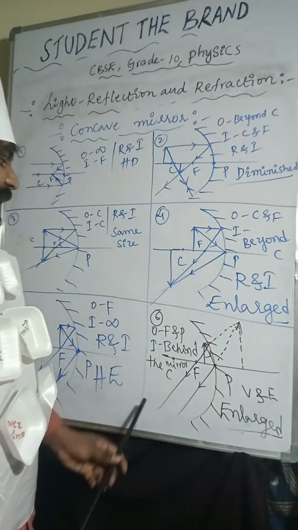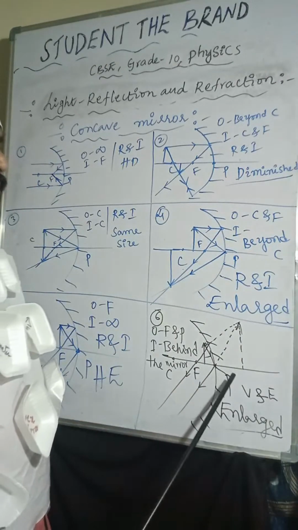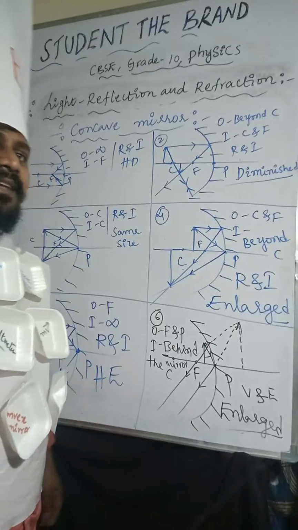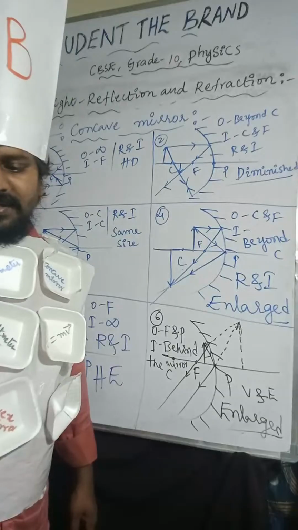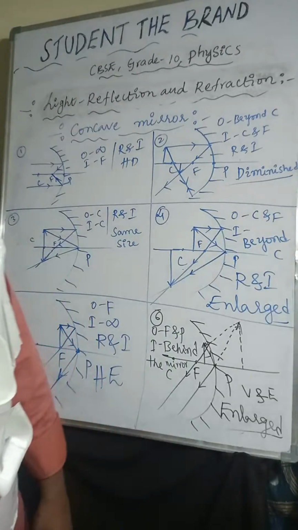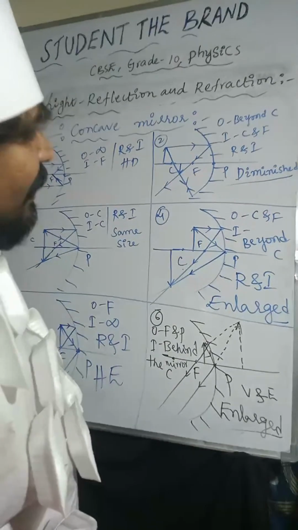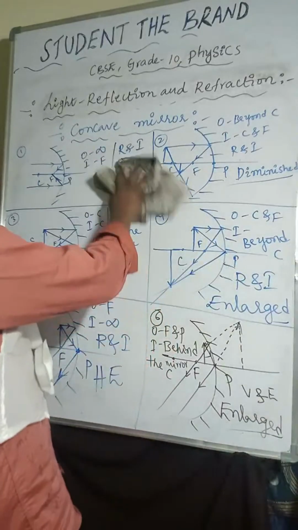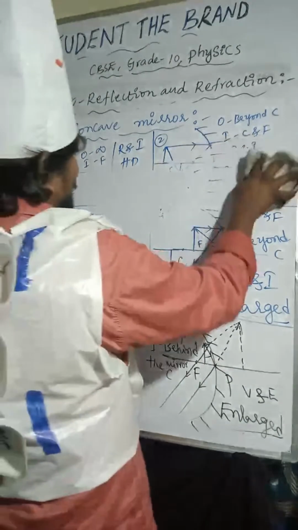Object is placed between F and P. Image is formed behind the mirror. Nature of the image is virtual, erect and enlarged. What is the nature of the image? Virtual, erect and enlarged. So this is about concave mirror image formations.